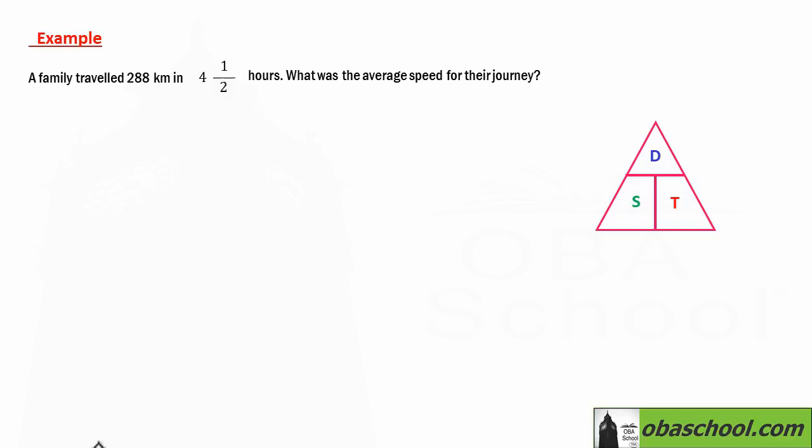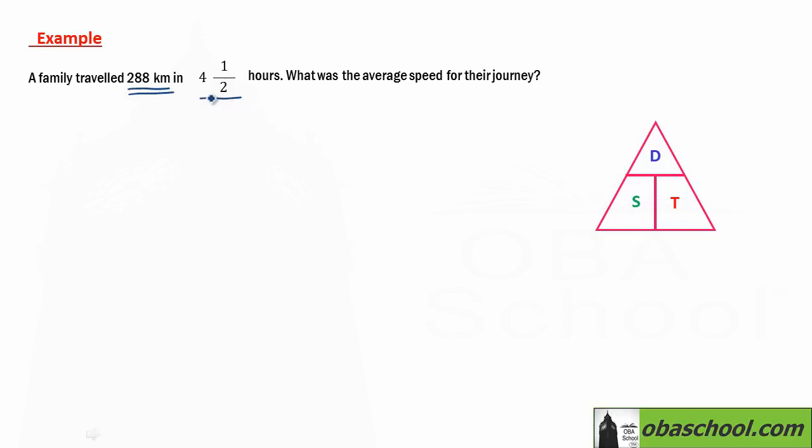Let's go over the following example involving speed, time, and distance to examine how we work with these measures and how we use their formula triangle. A family traveled 288 kilometers in 4.5 hours. What was the average speed for their journey? In this example, we are given the distance, which is 288 kilometers, and the time, which is 4.5 hours.